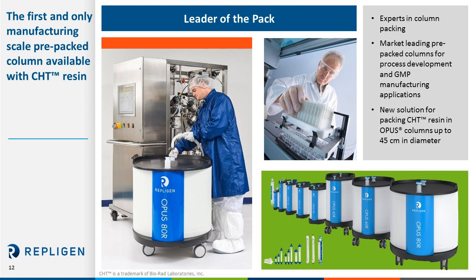If the column is still not working and the root cause has been determined that it's a packed bed issue, Repligen will replace the column. And so that is part of our standard warranty with OPUS columns, and would also go along with our OPUS CHT offering.